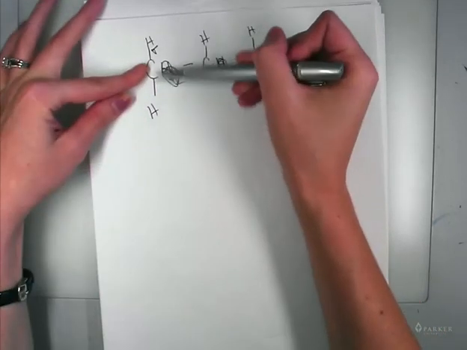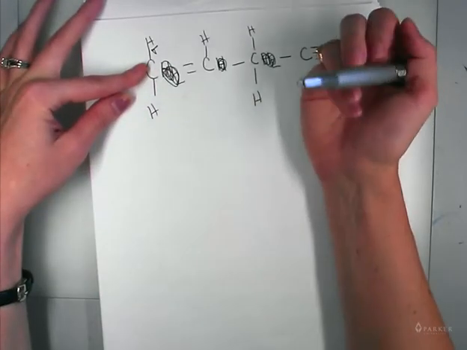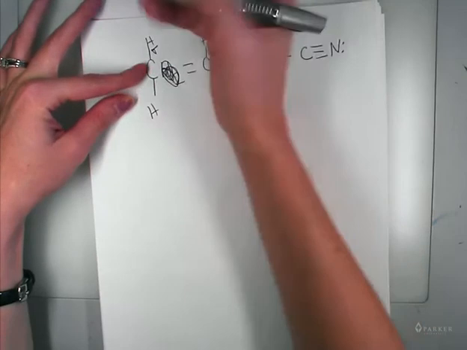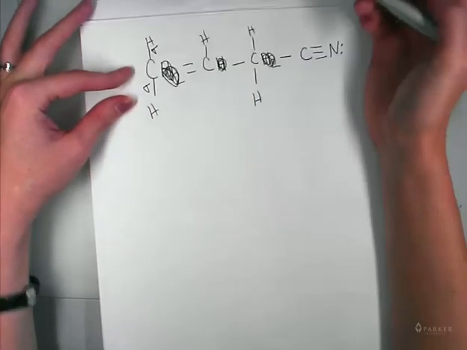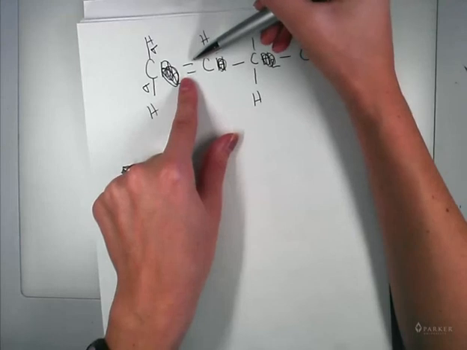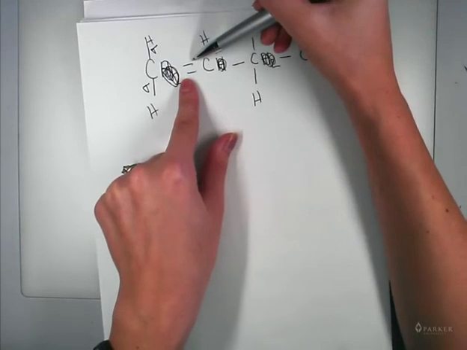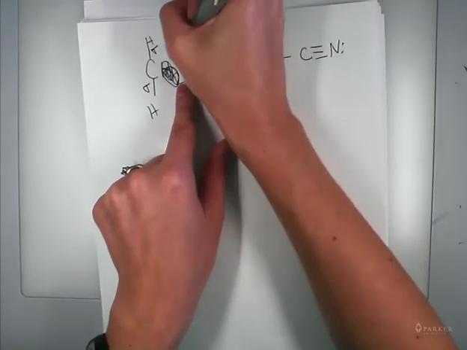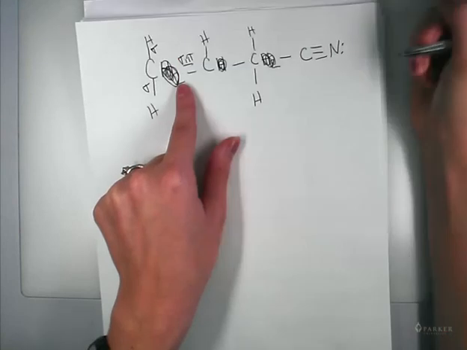So let's look at this. Is that a single, double, or triple? Single, so that would be a sigma. Here I have a double bond, right? So what would that be? What combination? Sigma pi.